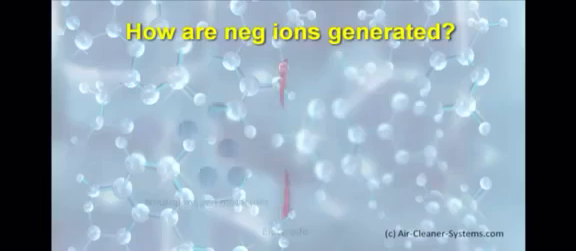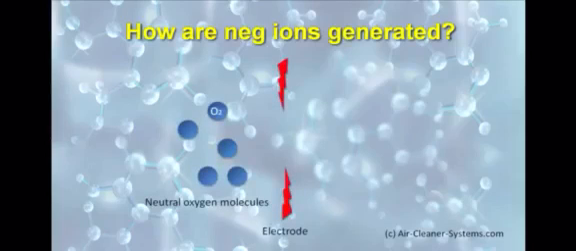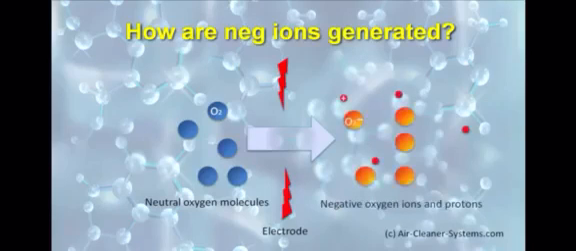How are negative ions formed? When oxygen molecules, which have a neutral charge, get treated by a negative electrode, they break apart, forming negatively charged ions and positively charged protons.